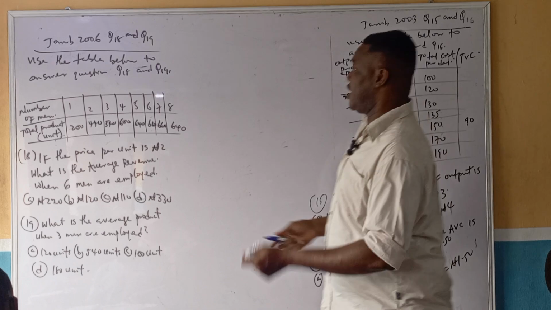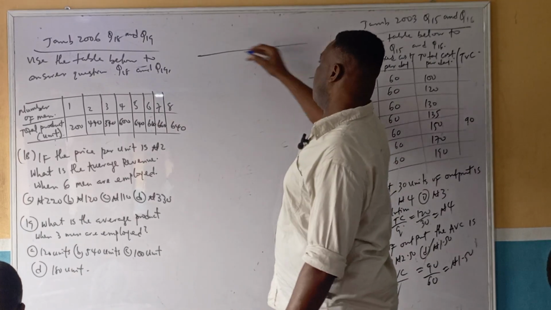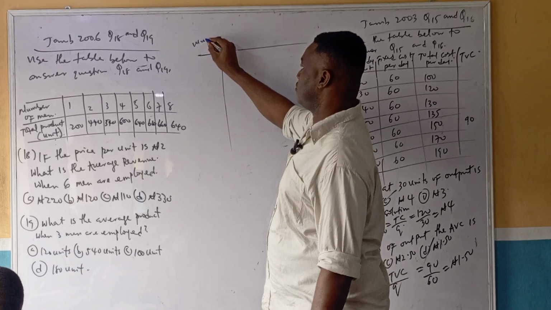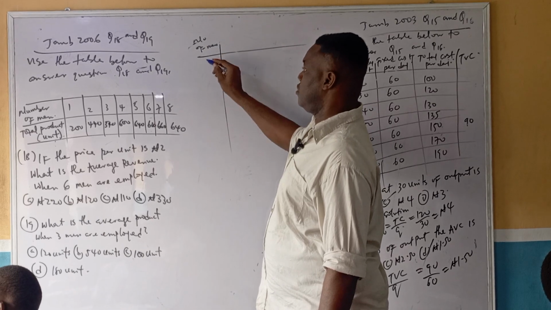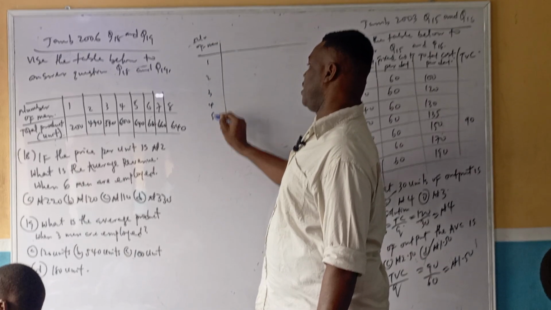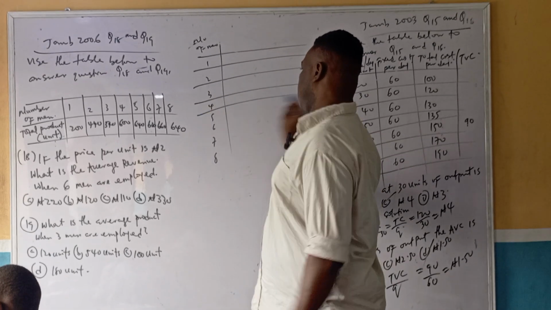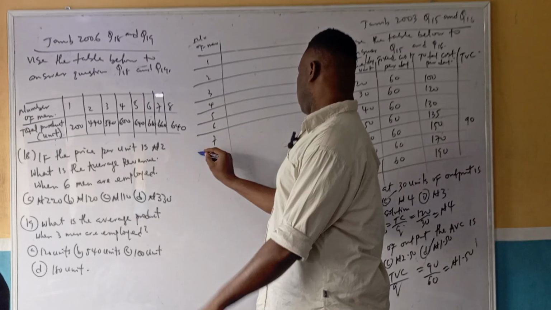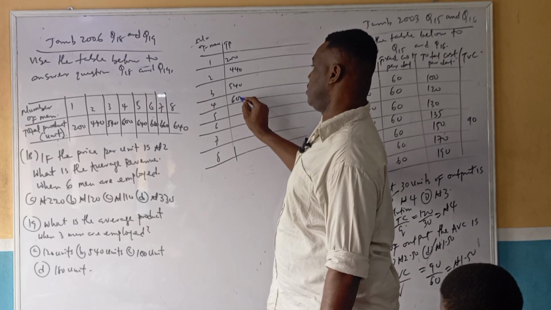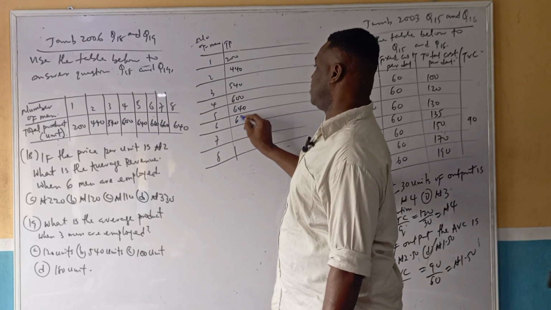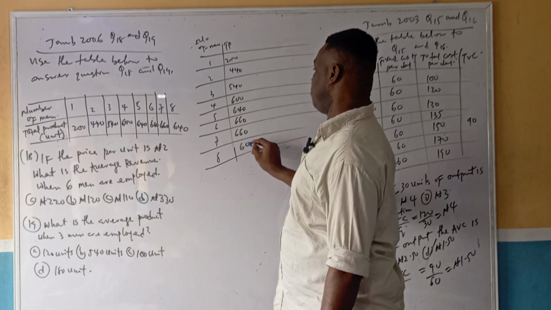Okay, let's go there. This is what you have to do. The table is in horizontal form. Let the table be in vertical form. Indicate number of men: 1, 2, 3, 4, 5, 6, 7, and 8. See, 540, 600, 640, 660, 660, then 640.